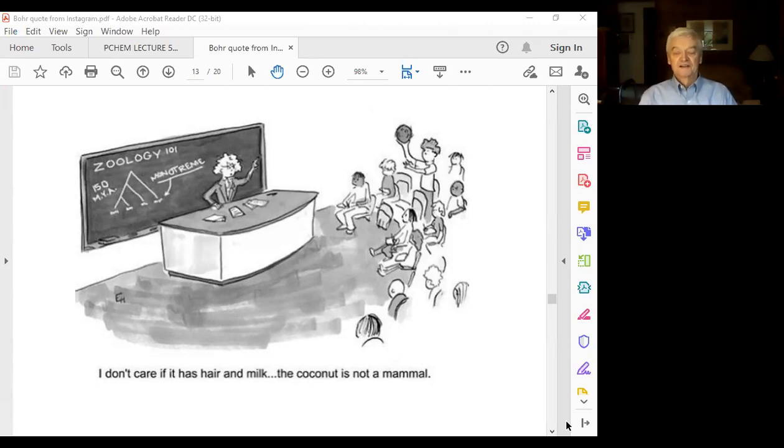This cartoon, I think, is interesting. It shows us that rules that we might learn don't always work, and that's certainly true for quantum mechanics. We have a lot of instinctive beliefs from elementary physics. But when we get down to the atomic and molecular level, these things often fail.